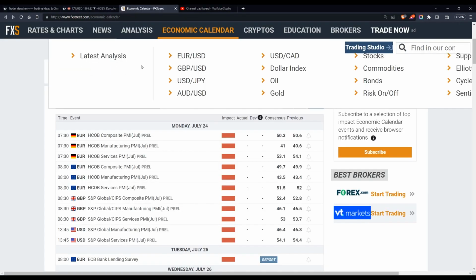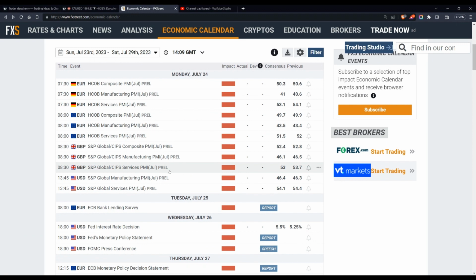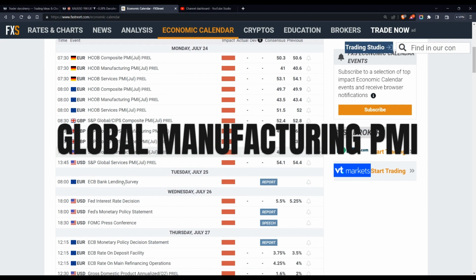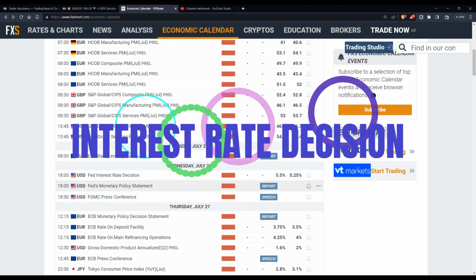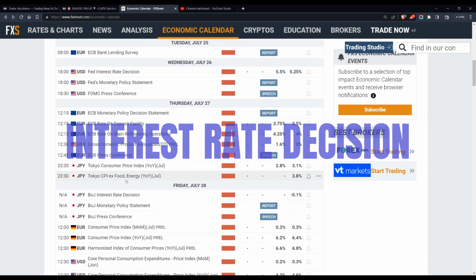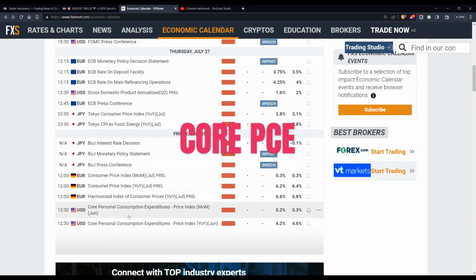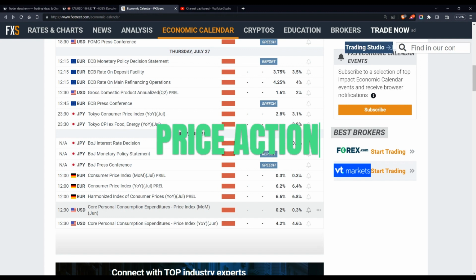So, with that being said, I was able to pull out a couple of high impact events coming in from the US economic docket. The first high impact event we are going to be witnessing is coming up on Monday, July 24th, and that is the global manufacturing PMI. Then the next one is coming up on Wednesday, which is the major event that the majority in the market are looking forward to, and that is the Fed interest rate decision. Then on Friday, we have the core personal consumption expenditure, which of course is going to be on our watch list for the major events to look out for next week. And of course, the anticipation of these events will reflect on the chart as price action.